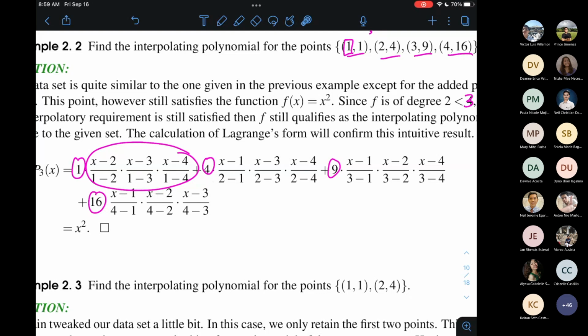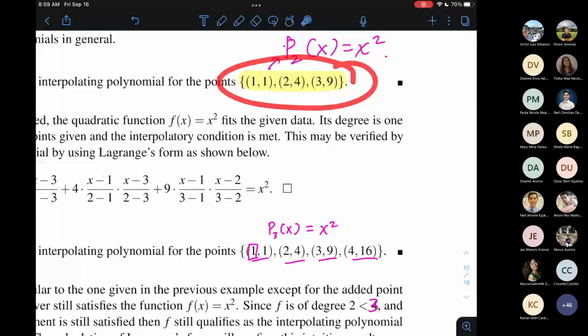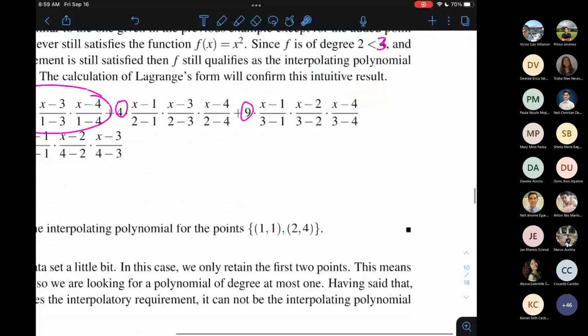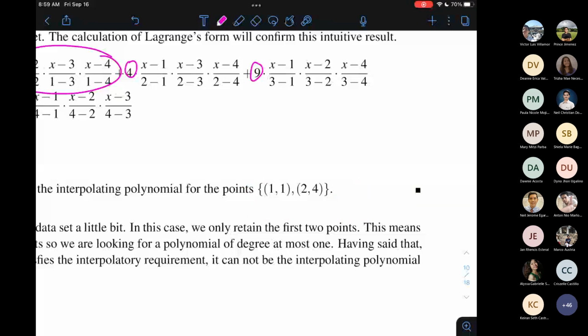Kasi nga, nagpa-follow pa rin ng quadratic pattern yung ating points. Sir, ano kaya mangyayari kapag binawasan ko naman? So, imbes na 3, mula dun sa 3 original, gawin ko na lang siyang 2. 1, 1, and 2, 4. Right? So, dito, ang hinahanap natin ay anong AIP?